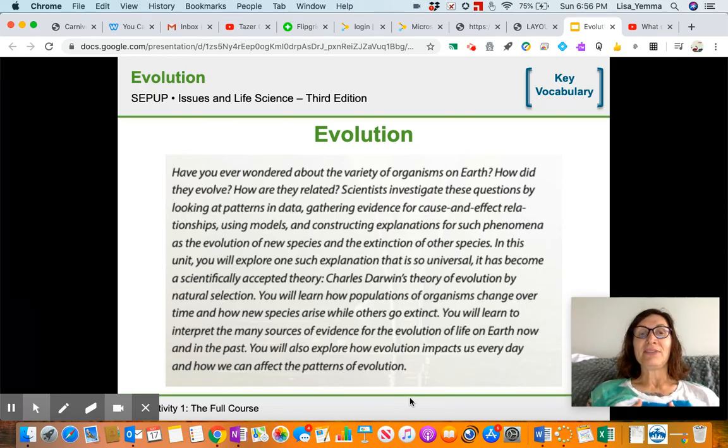Scientists investigate these questions by looking at patterns in data, gathering evidence for cause and effect relationships, using models, and constructing explanations for such phenomena as the evolution of new species and the extinction of other species. In this unit, you will explore one such example that is so universal it has become a scientifically accepted theory: Charles Darwin's theory of evolution by natural selection. You will learn how populations of organisms change over time and how new species arise while others go extinct.